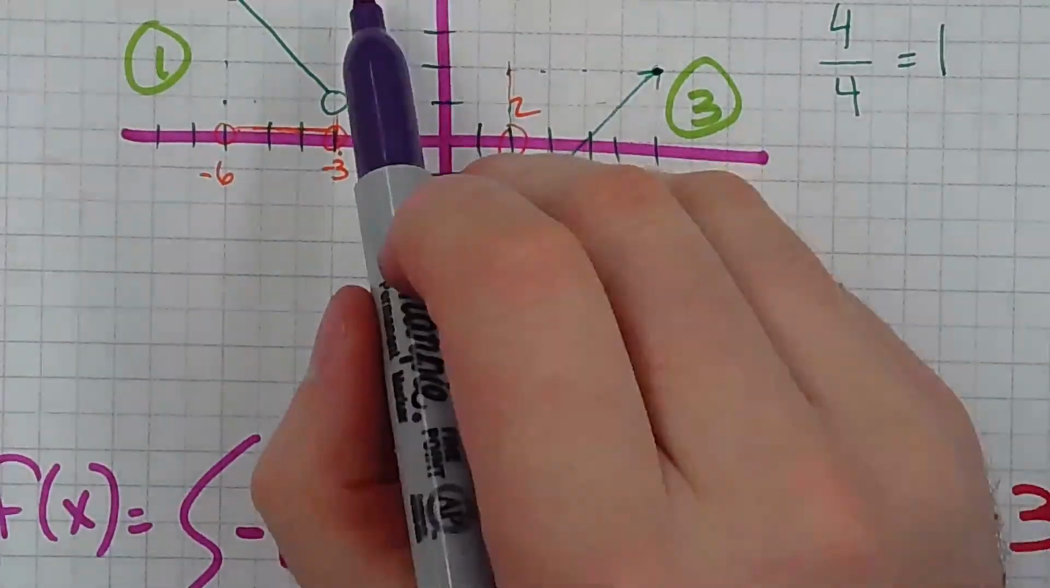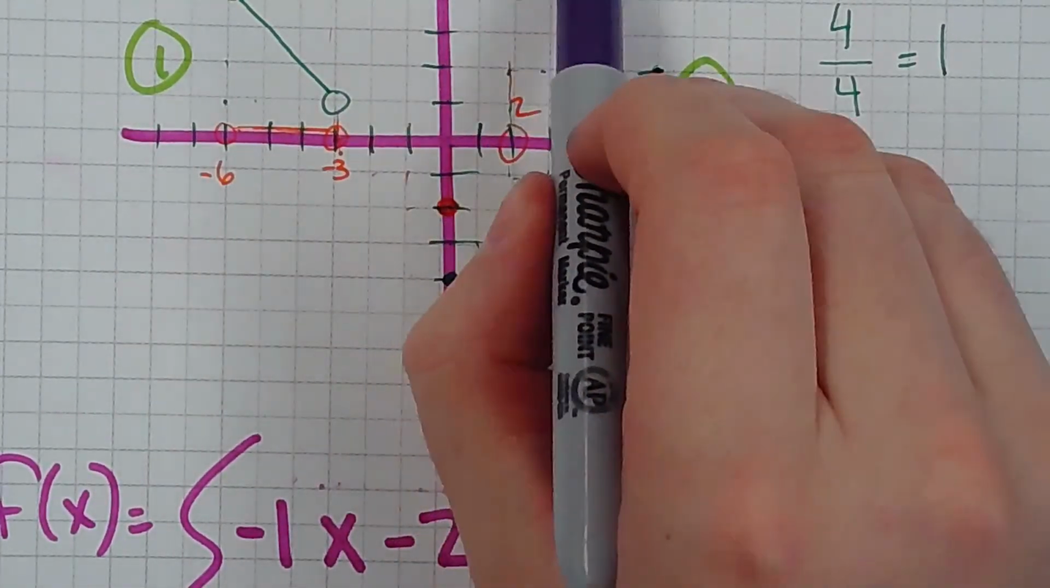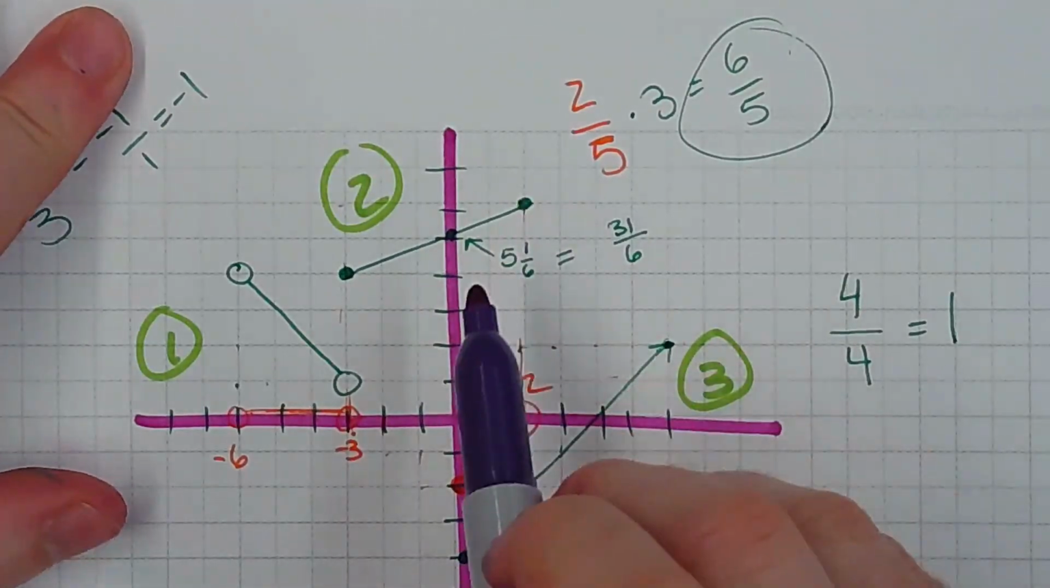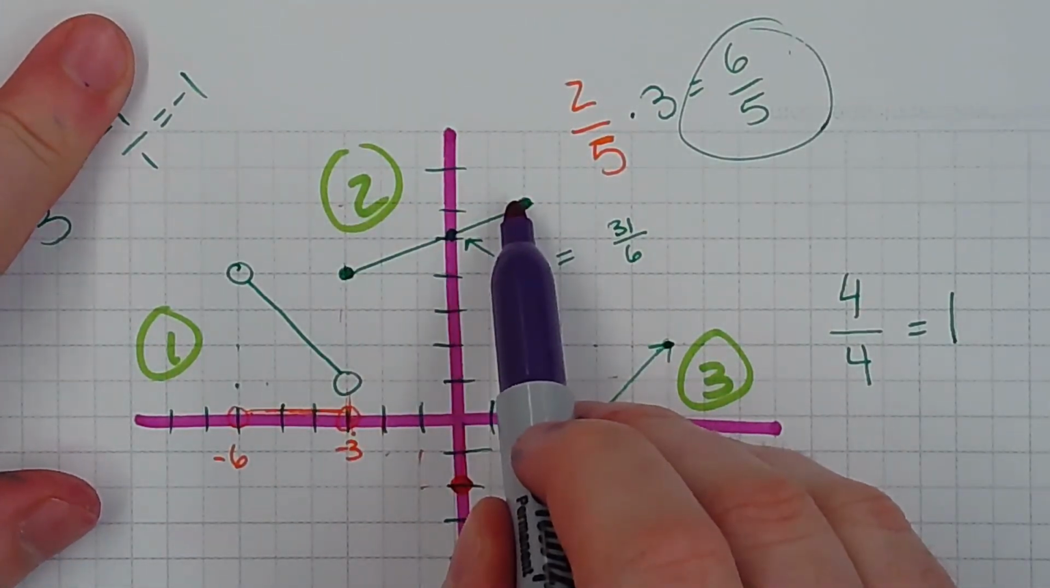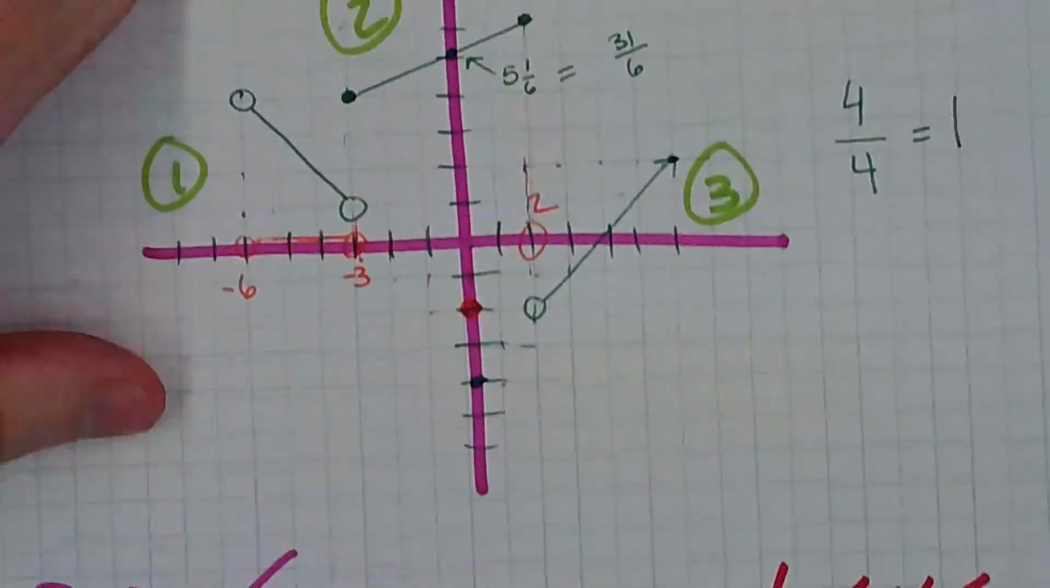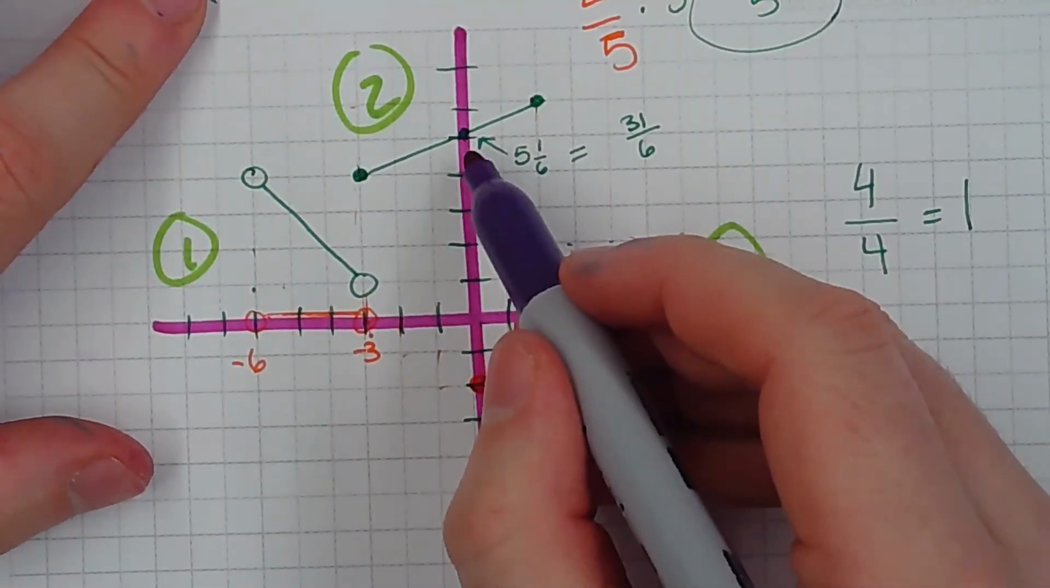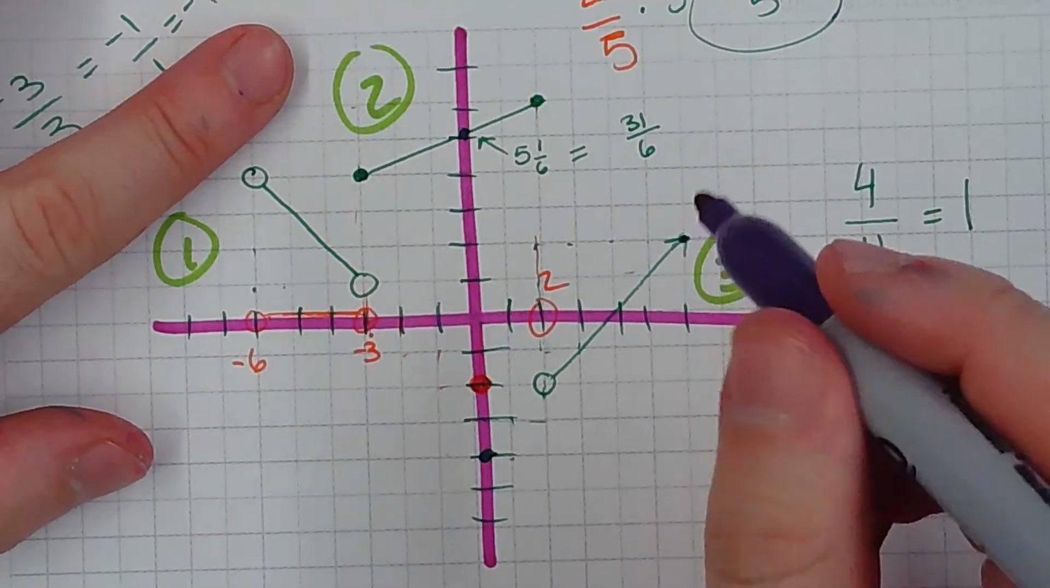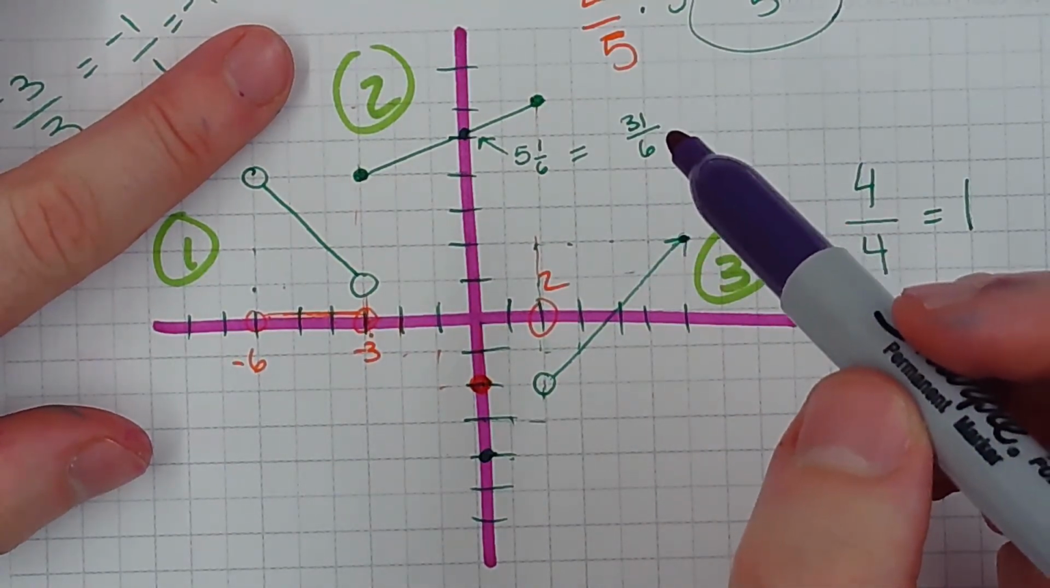The second one was kind of a pain because it was up 2 over 5. So I wrote that as my slope. But then the y-intercept was a weird fraction, right? It was just a little bit above 5. I'd accept 5 for now if you want to estimate that. That's a little bit of work.